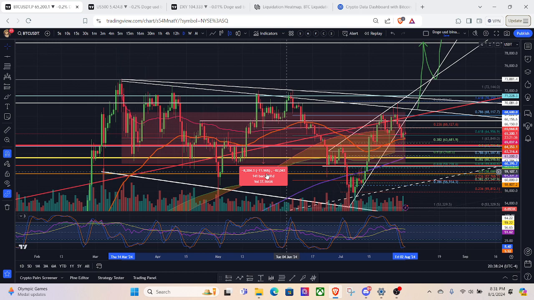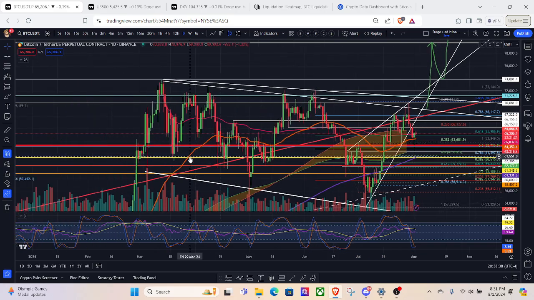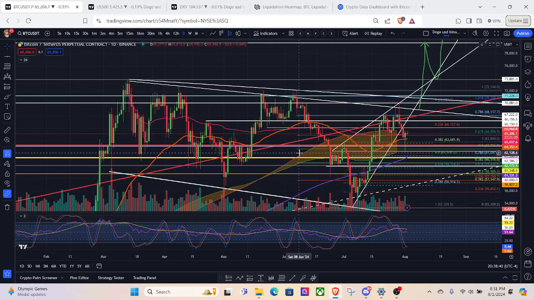today's day 141 that we have failed to break to a new all-time high. So Bitcoin has essentially gone sideways for 141 days. So almost 4 months, almost 5 months, I guess.